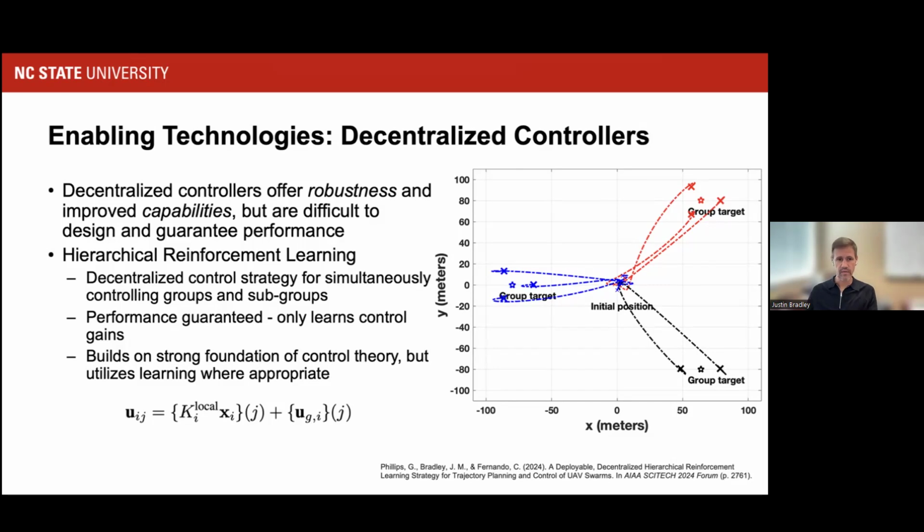So we built a control strategy that has a global controller together with a group controller. The result is that with this one control gain, we can command groups of drones to target different areas, so follow a target or identify a target. In this particular case, we only use learning to learn a control gain. The nice thing about this is that it gives you the ability to use the guarantees that come with control theory, but you use learning for the hard part, which is figuring out the right set of gains.